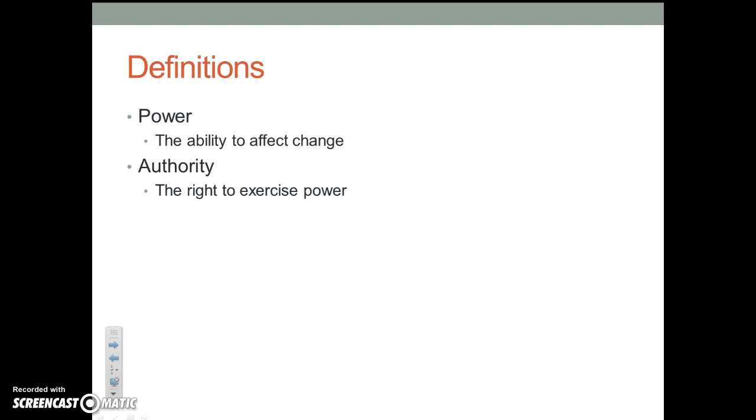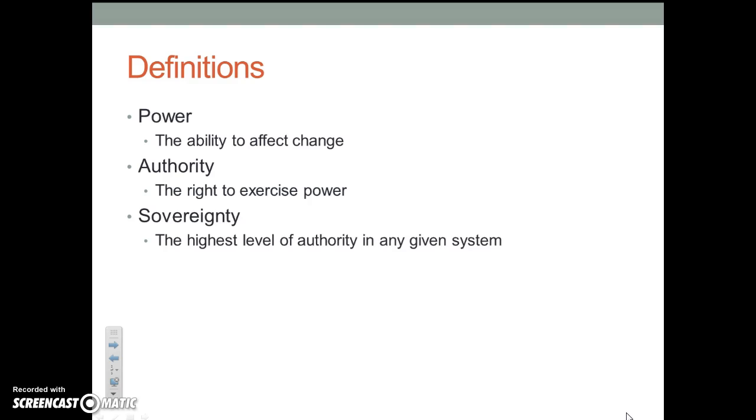Anyway, the point is that here we have power and we have authority, and knowing what these are is going to get you into a good place to discuss sovereignty. Now, sovereignty is very simple. It is the highest level of authority in any given system.